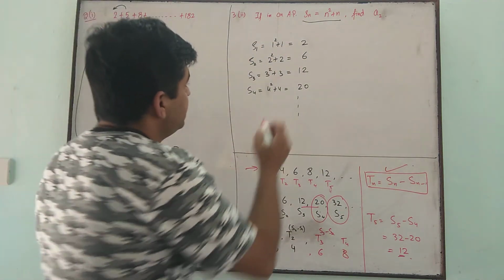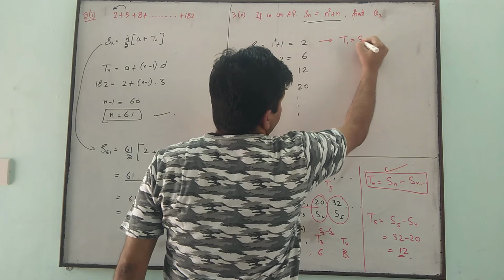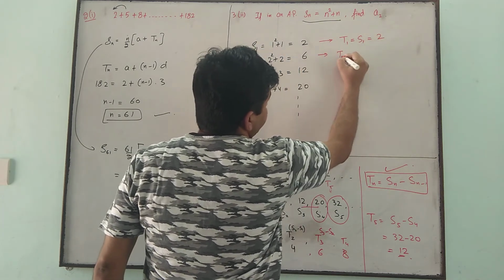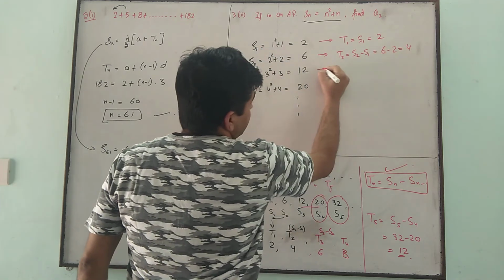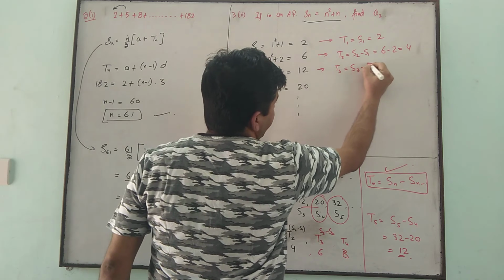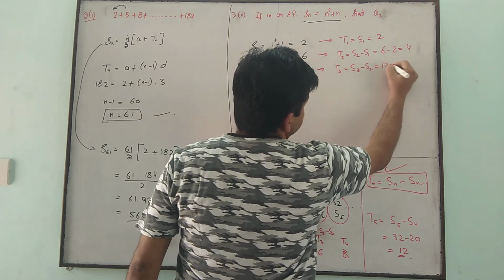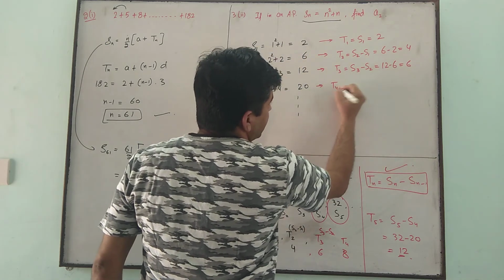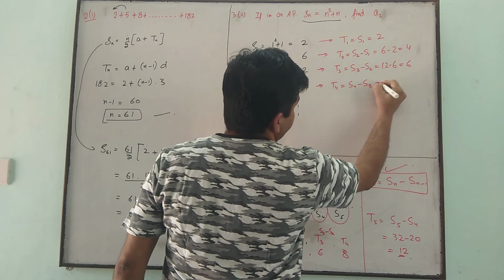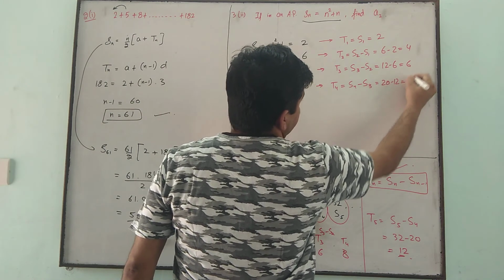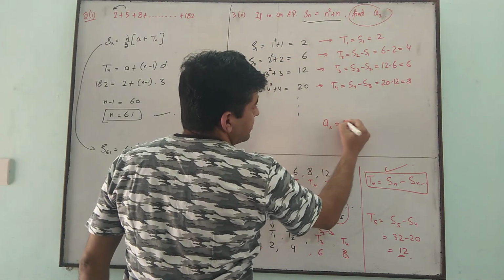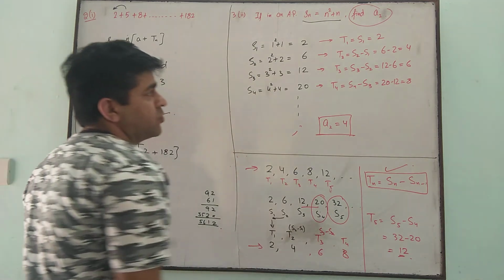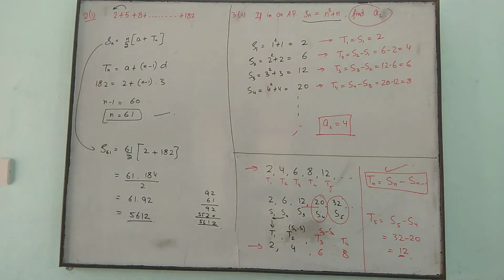So now S1 is given. T1 will be equal to S1. T2 will be equal to S2 minus S1. T3 will be equal to S3 minus S2. T4 will be equal to S4 minus S3, and so on. Now he asked you to find A2. A2 means the second term, that is 4 here. That is your answer. Any term you can find. T and A represent the same thing. Just note it down.